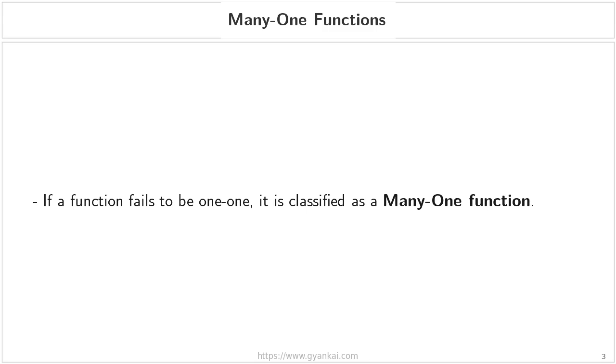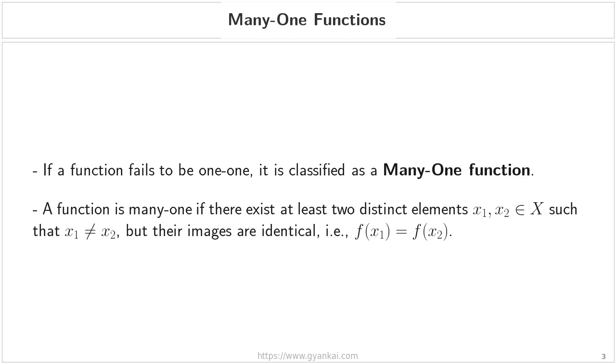Many-one functions. Now that we have established the definition of a 1-1 function, let's examine the alternative. If a function fails to meet the criteria for being 1-1, it is classified as a many-one function. To explain this more formally, a function is considered many-one if there exist at least two distinct elements, which we can call x sub 1 and x sub 2, belonging to the domain X, such that x sub 1 is not equal to x sub 2, but their images are identical. In mathematical terms, this means that f(x sub 1) equals f(x sub 2).